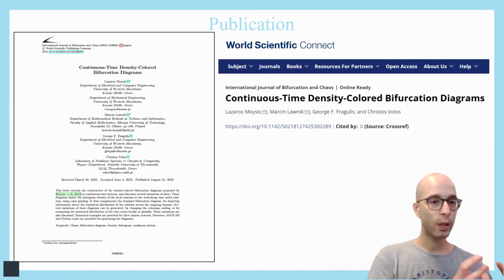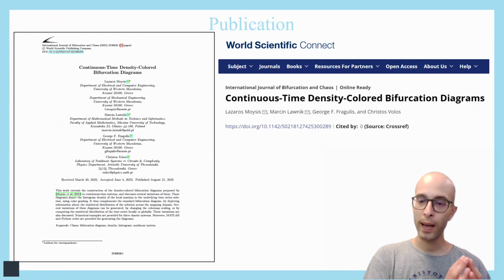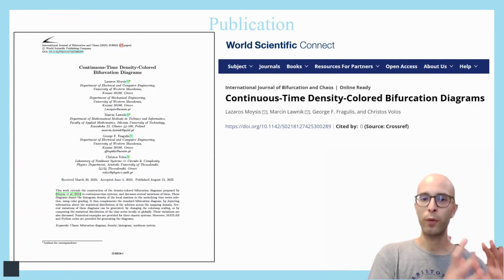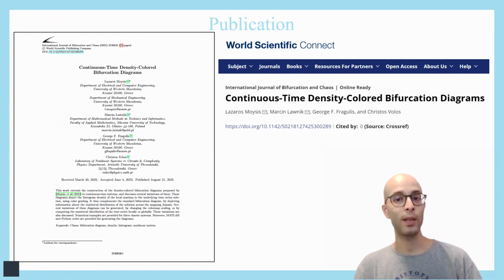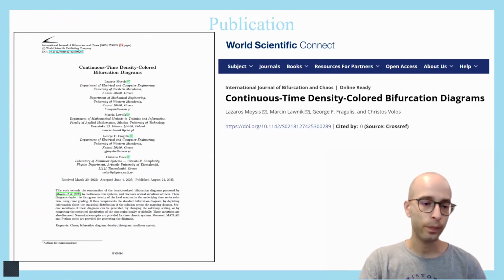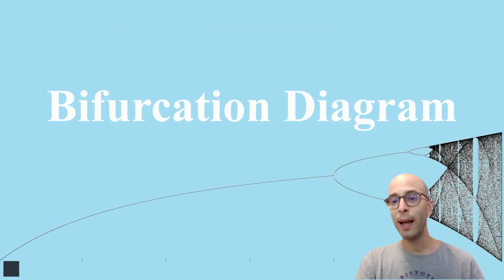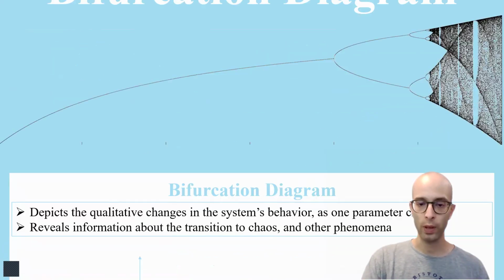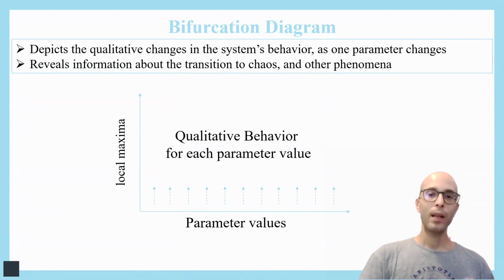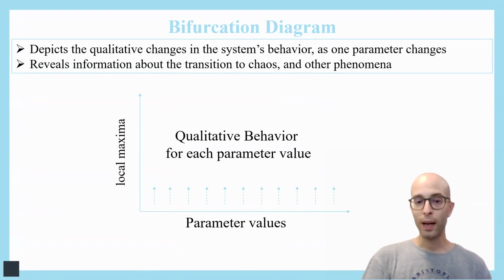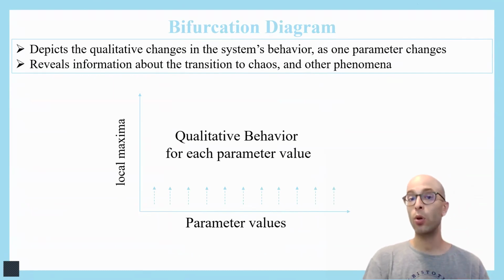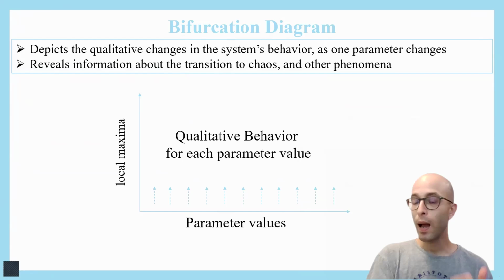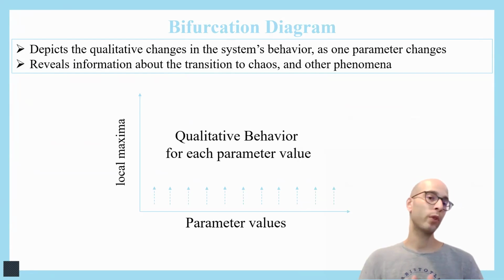I have a previous video very analytically explaining the classic bifurcation diagrams. Here we're going to discuss the variation, which is the density color diagram. Let me remind everybody of the bifurcation diagram in case you haven't seen the previous video. Basically, the bifurcation diagram shows us changes in the qualitative behavior of a continuous time system as we change a specific parameter of choice.